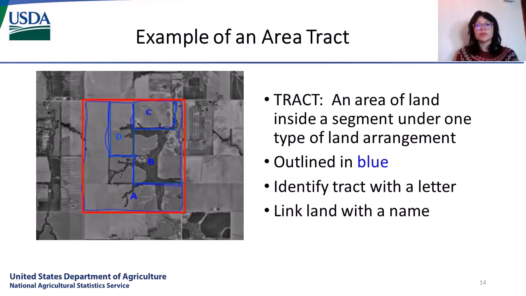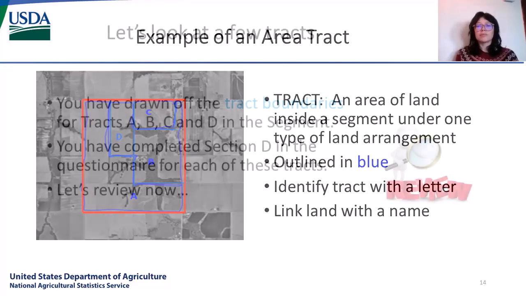But before you submit your work, it never hurts to look back on the basics, as listed here. As you review your tract assignments, consider these questions. Did I identify the correct tract operator? Did I verify tract boundaries with the operator? Did I draw off tract boundaries in blue? Did I assign each tract a letter? Did I account for all land in the segment? Is each operating arrangement listed as a separate tract?